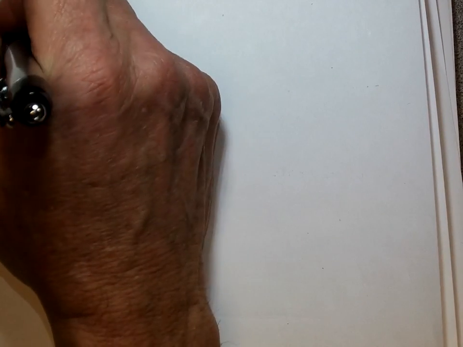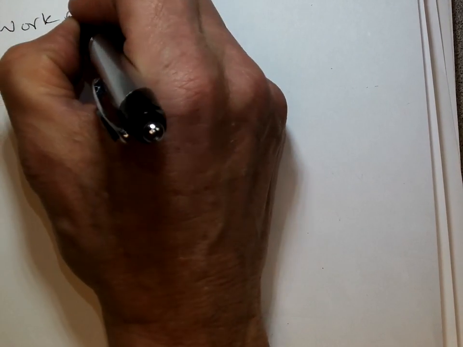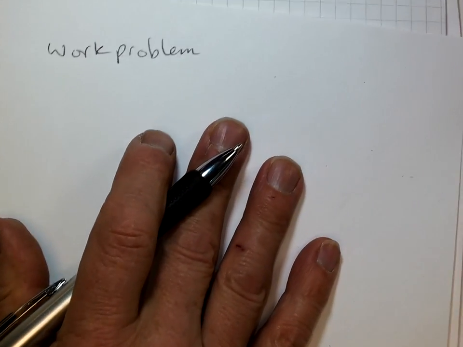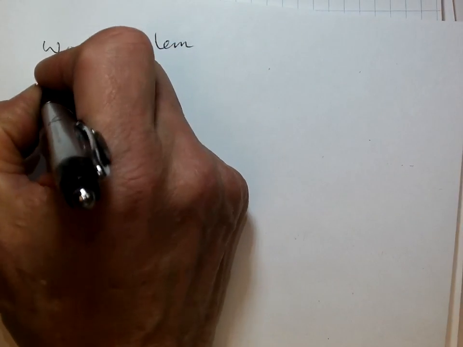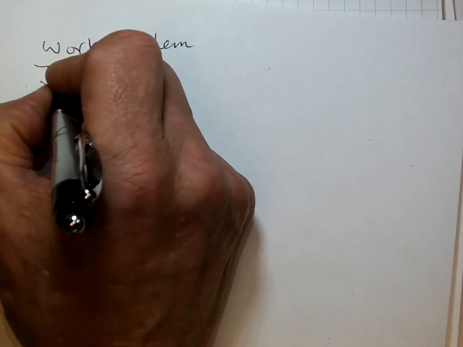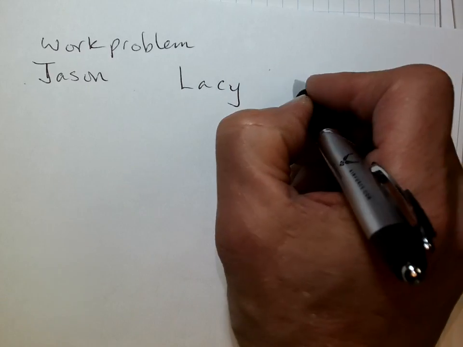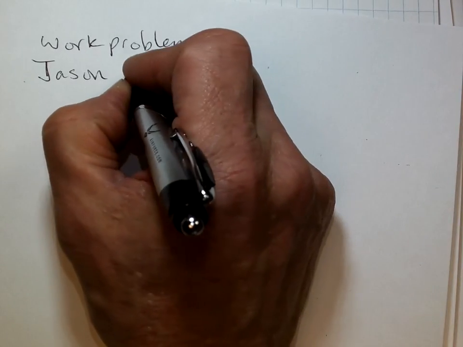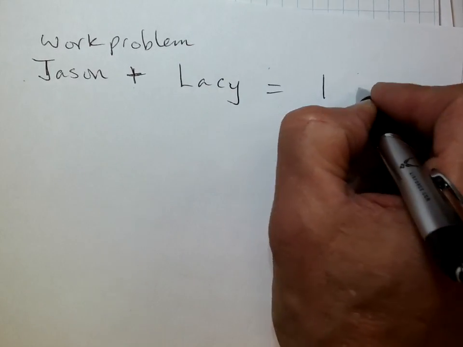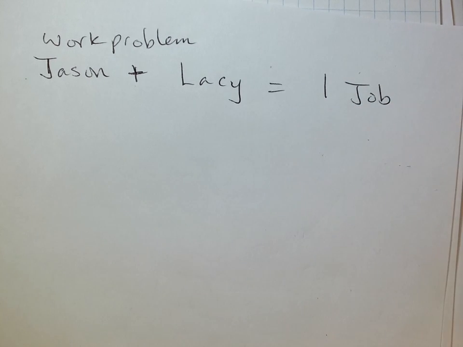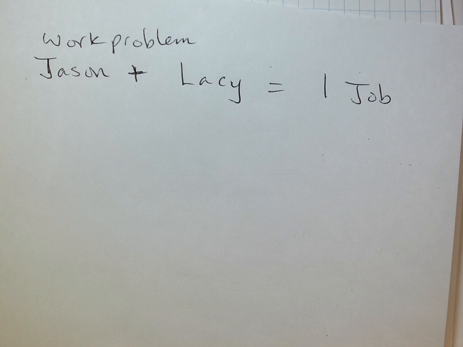So here's how it works. On a work problem, we're going to set up one job. Let's do Jason and Lacey together. Together they can do one job. They're only going to clean one tank, not 2 tanks, and if that's the case, we just double our answer.